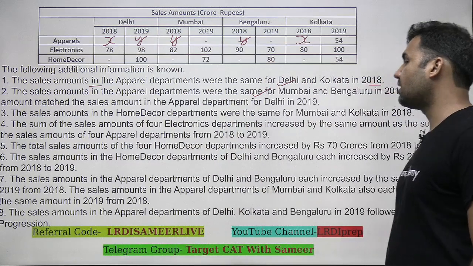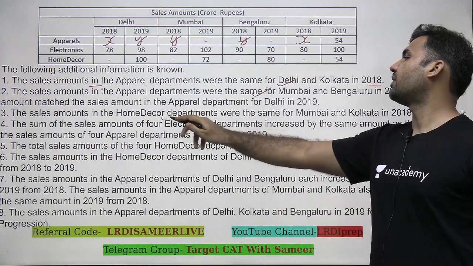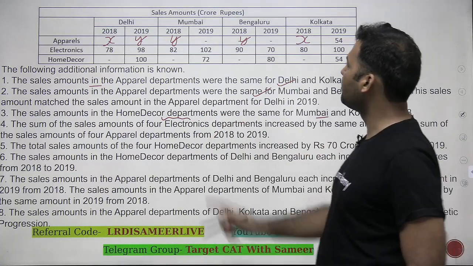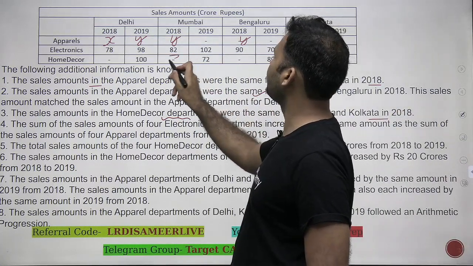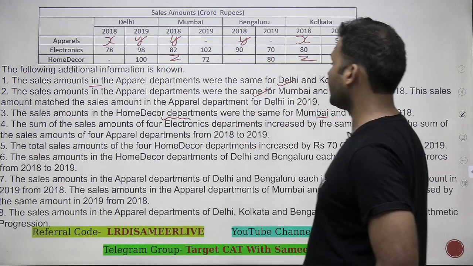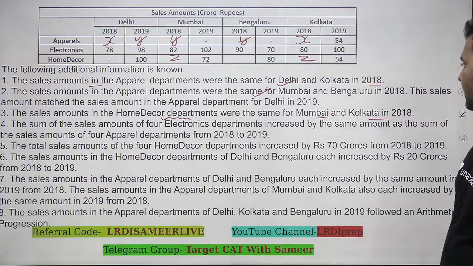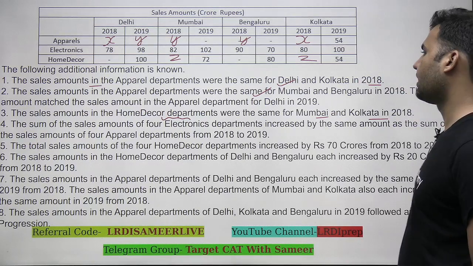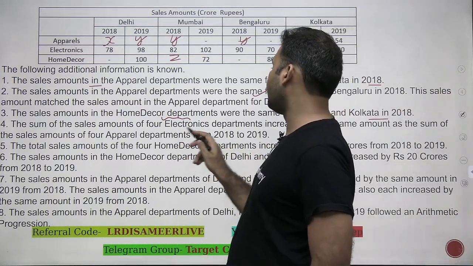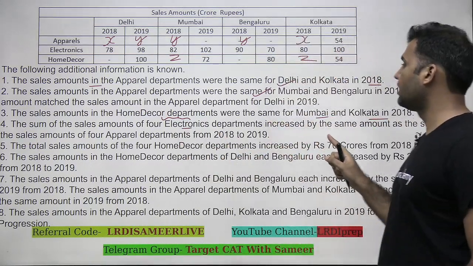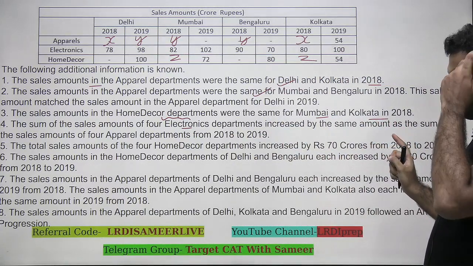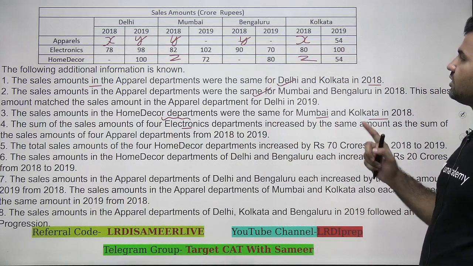The sale amounts in the home decor department were the same for Mumbai and Kolkata in 2018. Mumbai and Kolkata in 2018, the values are the same. So let's take these two values as equal to Z. Okay, right. The sum of the sales amounts of the 4 electronic departments increased by the same amount as the sum of the sales amounts of the 4 apparel departments from 18 to 19.